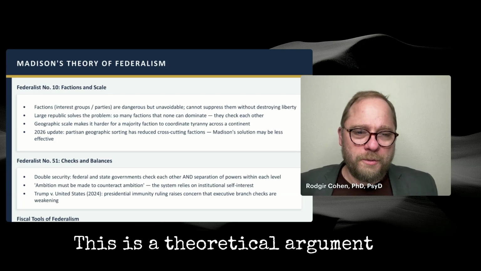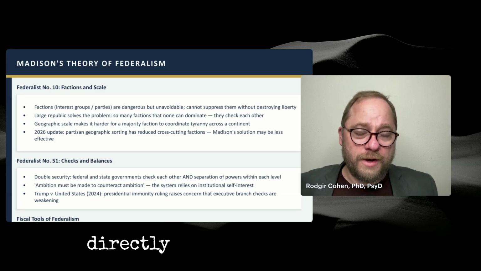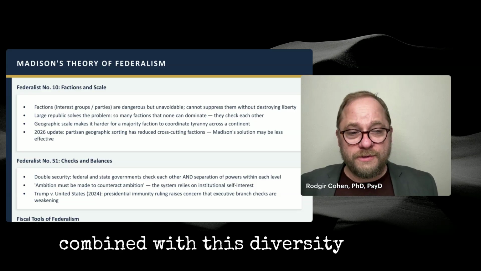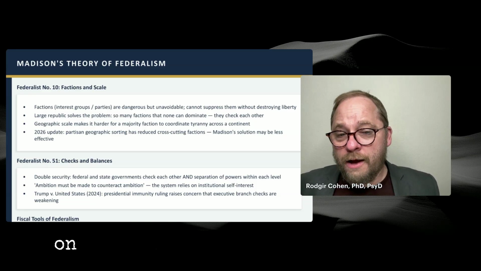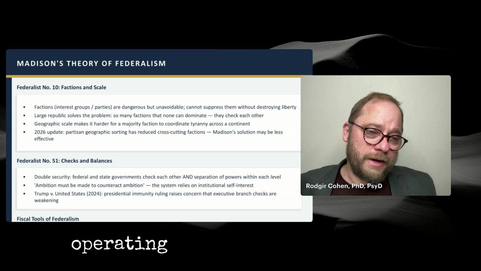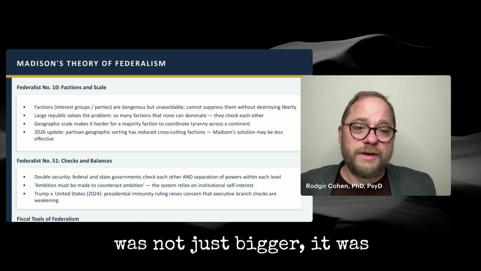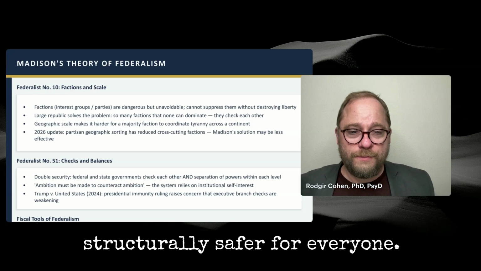This is a theoretical argument for the large republic, which connects directly to federalism: the geographic scale of the federal union, combined with this diversity of state interests, provided a structural check on factional tyranny that small states operating alone could not achieve. And this extended republic was not just bigger, it was structurally safer for everyone.